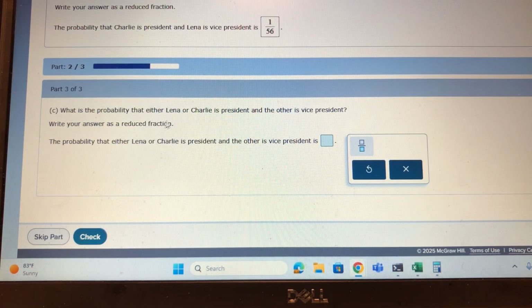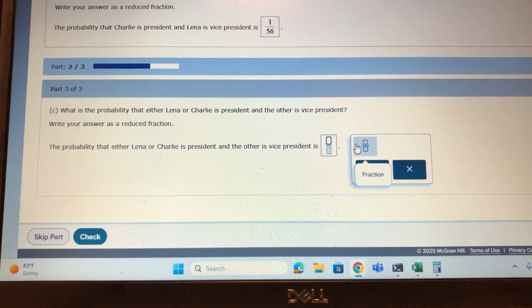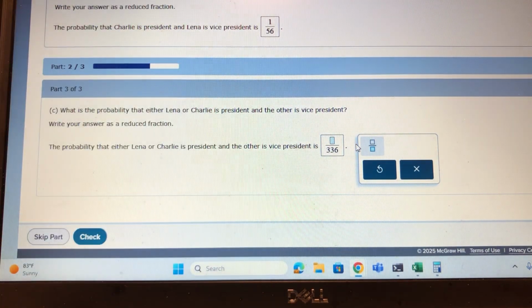What is the probability that either Lena or Charlie is president and the other is vice president? Okay, so this is sort of what I was doing, what I thought the previous one was. And it's definitely over 336 unless I can reduce it. But see, Charlie could be president and Lena could be vice president. That's one. But it could be the other way around too. Maybe Lena's the president and Charlie's vice president. So this is 2 out of 336.